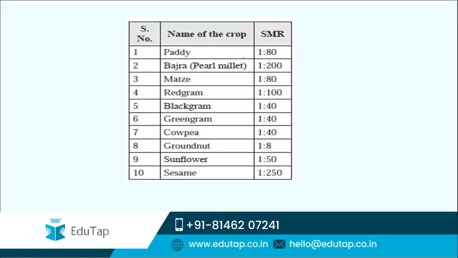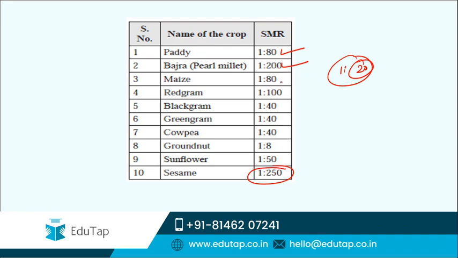We shall see here. Paddy, it's 1 is to 80. For wheat, it's 1 is to 20. I couldn't incorporate the table here because it was one big table, which I have provided in the PDF. You can see it later. But here, just focus on a few other crops. Bajra, it's 1 is to 200. Highest in this table is 1 is to 250.